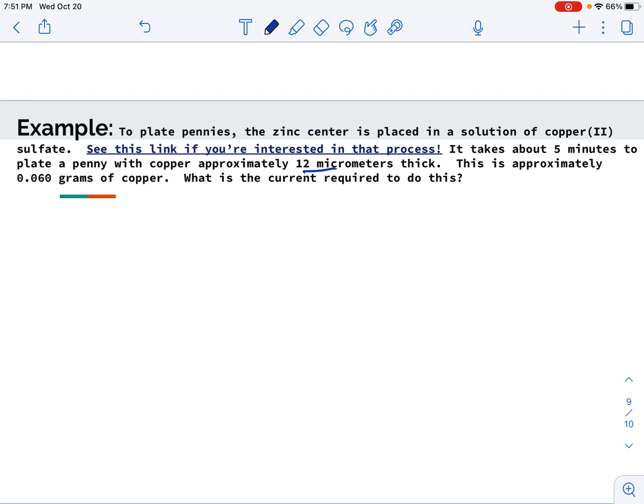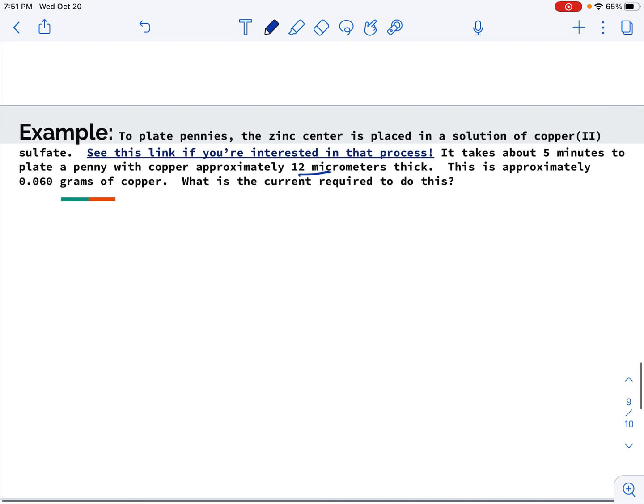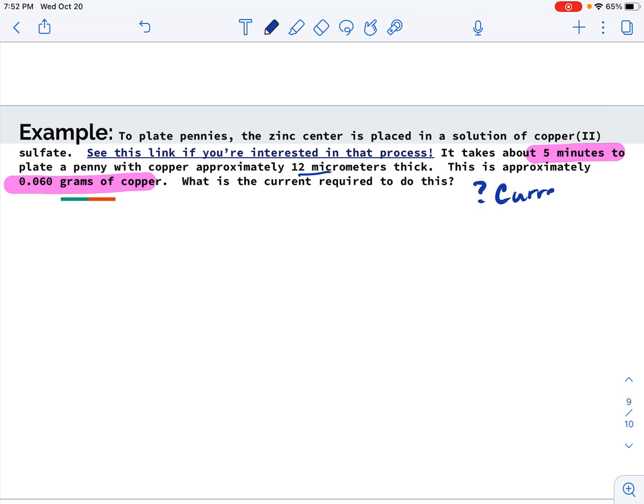So that's very thin, right? So if we're going to plate our pennies, we use a zinc center and we use a solution of copper 2 sulfate. So what I want to do is talk about if we want to plate a penny like that, we want to know what the current is. Okay, and so that 12 micrometers thick, they tell me is about 0.060 grams of copper. They tell me it's going to take about 5 minutes, and we want to know what's the current.